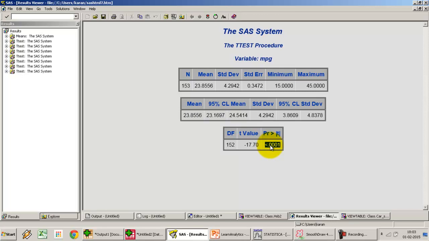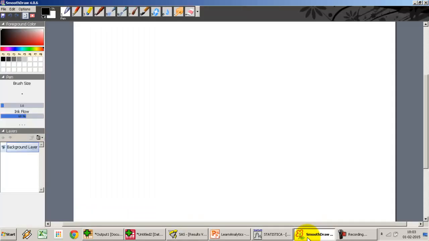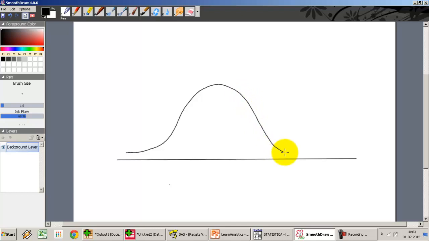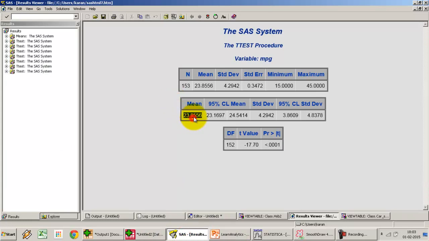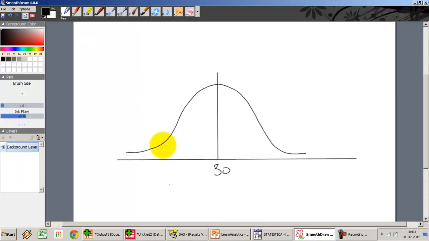So if I go back to the previous lecture and we again draw this out, what we've got over here is we have a sample. So I've got this distribution over here, and let's assume this is the sampling distribution. So the hypothesized mean is 30, but the sample mean that I've got is 23.85. Let me just draw this again. So I've got 23.85 over here, and we are drawing on this x-axis.